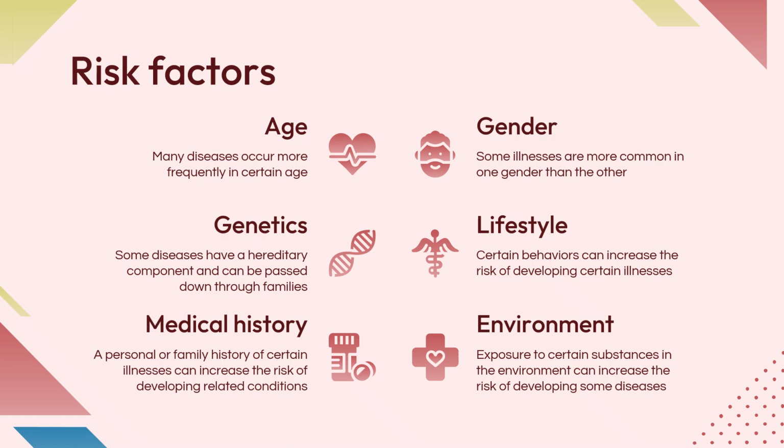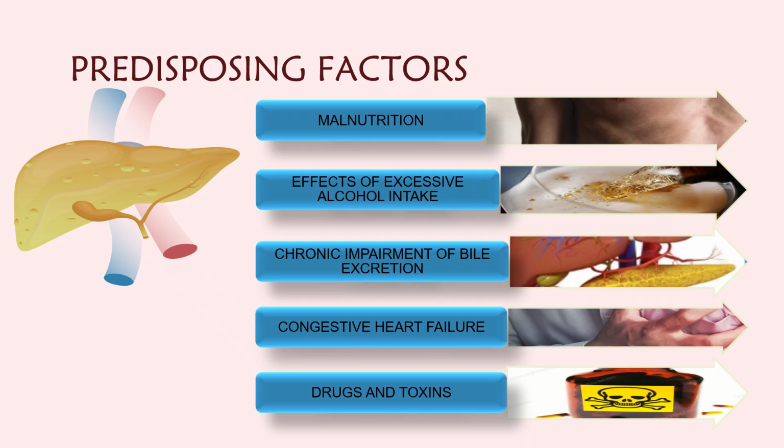Lifestyle, as we know, some lifestyles like alcohol consumption, consuming a lot of NSAIDs, and drugs and toxins have a lot of impact on cirrhosis. Medical history: a person who has a medical or family history is at a higher risk. Environment, like exposure to certain toxins, can lead to this disease. Predisposing factors: malnutrition, effects of excessive alcohol intake, chronic impairment of bile excretion, like biliary obstruction, congestive heart failure, drugs and toxins.